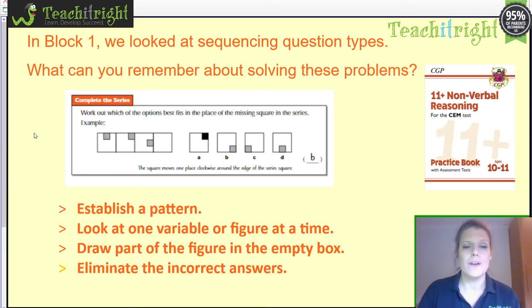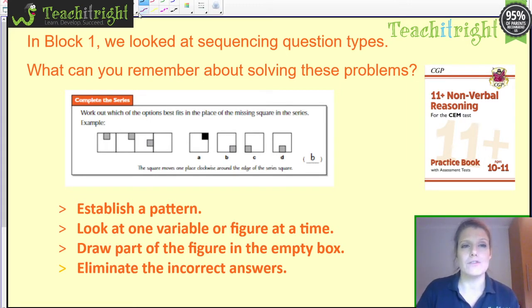Look at one variable or figure at a time. You could draw part of the figure in the empty box. Which one do you think it would look like? That can sometimes help you visualize more clearly. And eliminate the incorrect answers.